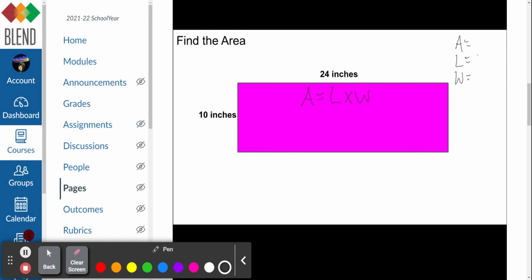So the length is 24, the width is 10, and we don't know the area. So I'm going to come in here, and my area is equal to 24 times 10. So why don't you try this and see if you can use the zeros trick to get the answer.